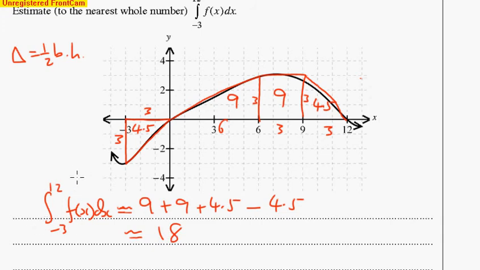So the trick here, if you like, was that you had to be very clear in your head that the integral between an upper and a lower bound, or between two bounds, is not the same as the area between that curve and the x-axis. Okay, that's that for that one.